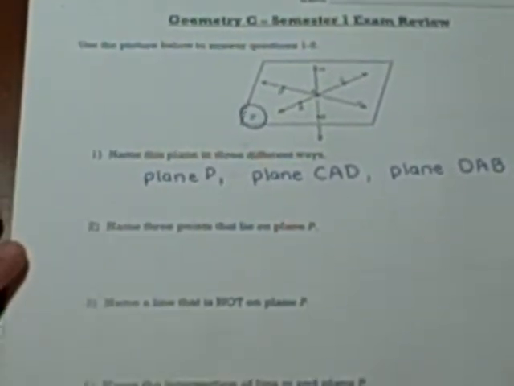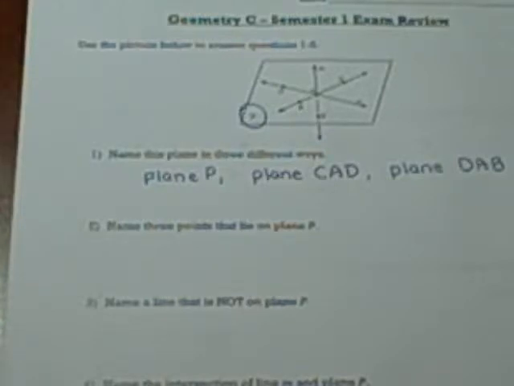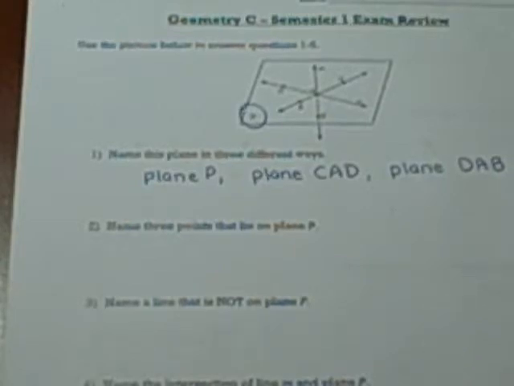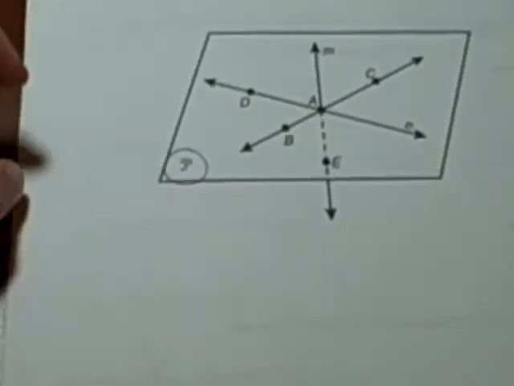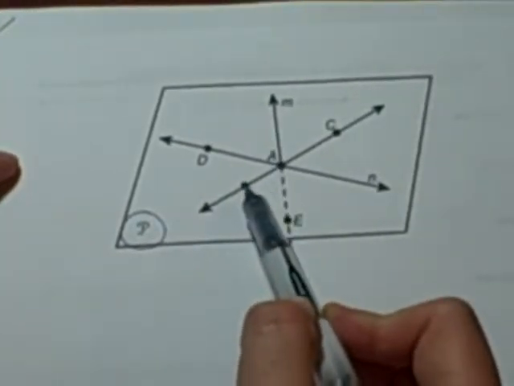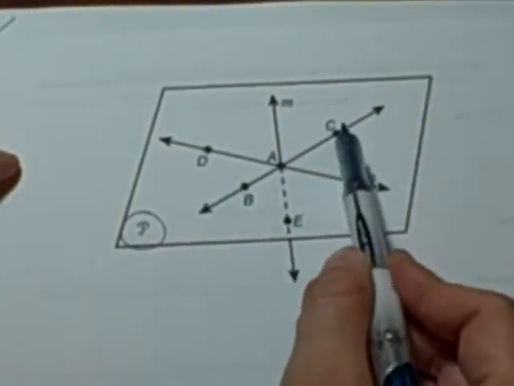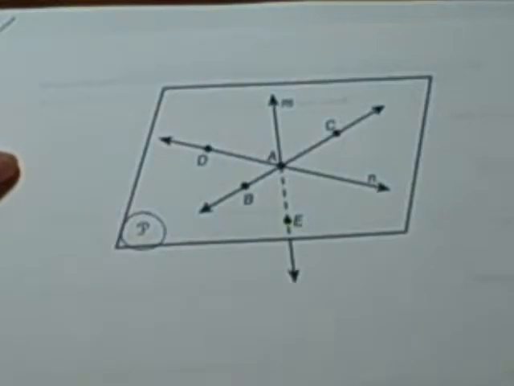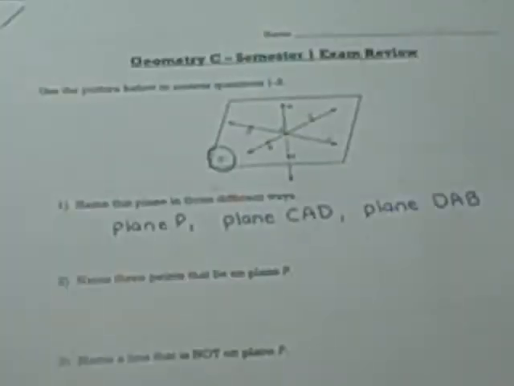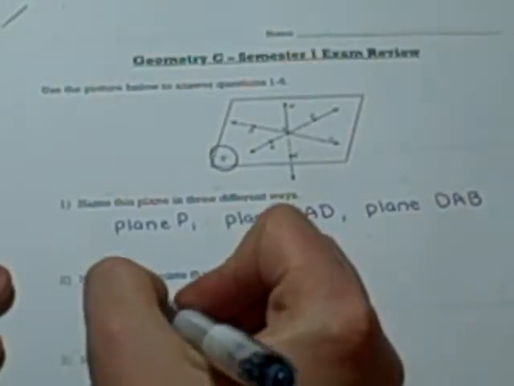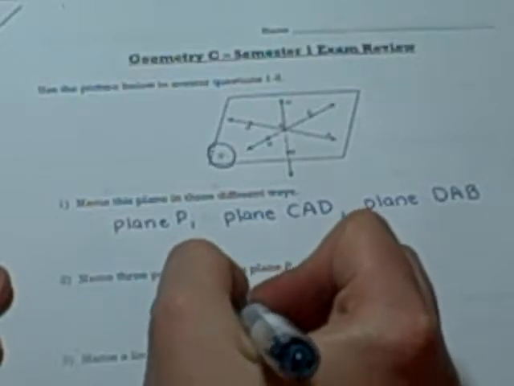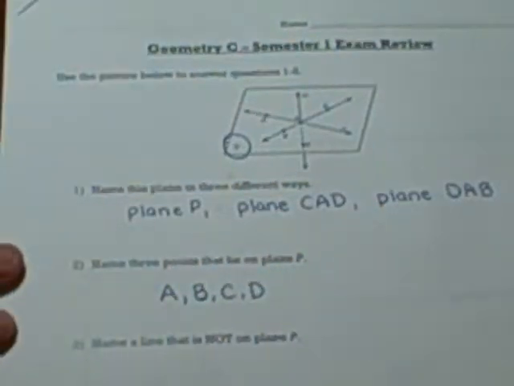Question number 2 wants you to name 3 points that lie on plane P. Well, we sort of already did that up here when we had to name our points to name the plane. But I want you to, looking at this picture, notice that all 4 of these points, A, B, C, and D, lie on that plane. Okay? So any of those points would work. I'm going to go ahead and list all 4, even though I realize that it only asks for 3. Okay? All of those points lie somewhere on plane P.